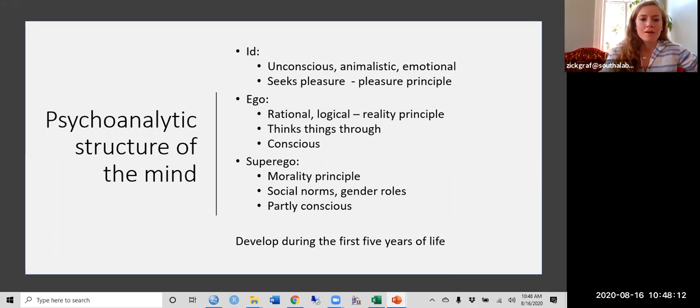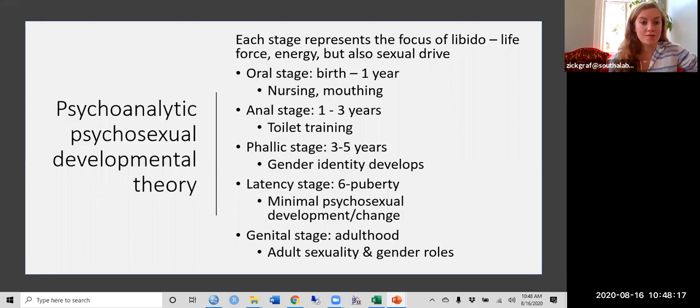Freud's psychoanalytic theory was also very developmental. Freud believed that sexual drives had a really big influence on human development and human behavior. He believed that there were five stages in human development that people passed through from birth until around puberty, around adulthood. And he believed that each stage represents where a person's life energy, their drive, their main interests, was focused. He called it libido, which meant more than just sex, but it also did mean sex.